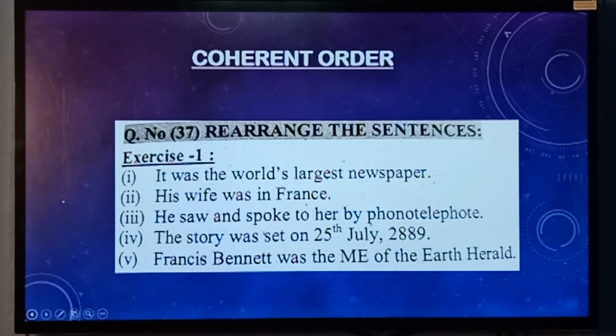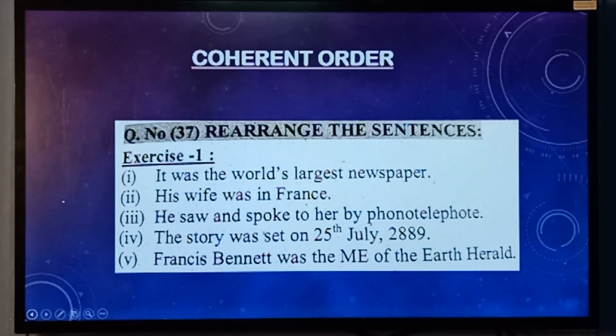Coherent order carries 5 marks. Question number 37 deals with this coherent order. We have to rearrange the sentences. So you can see that here we have 5 sentences. For this you need to read the lesson and understand its content. You have to write the full sentences in the correct order. All the sentences are jumbled, so now let's rearrange them.